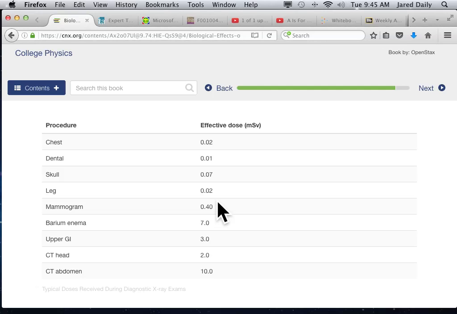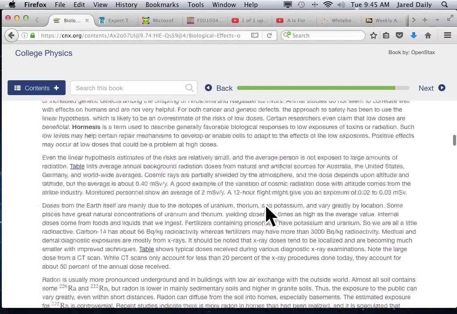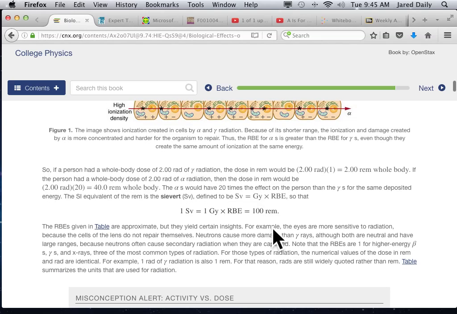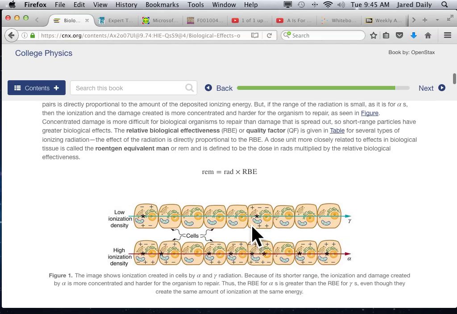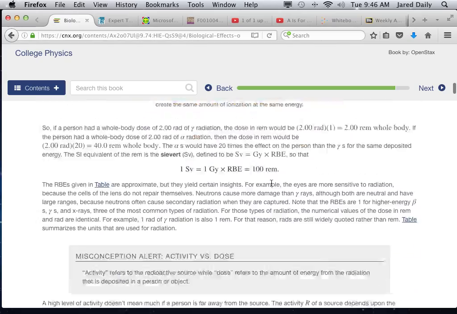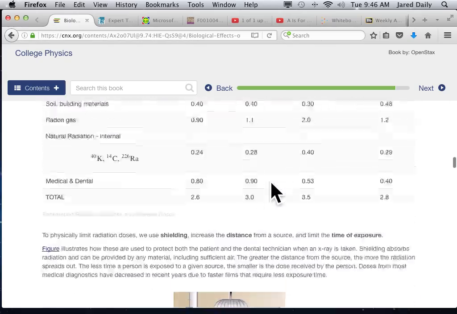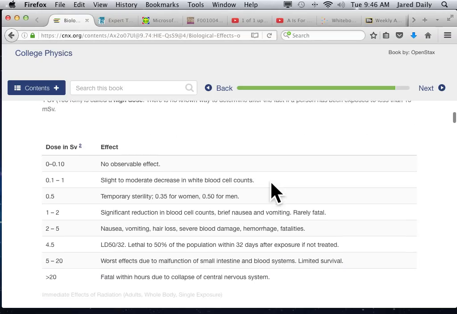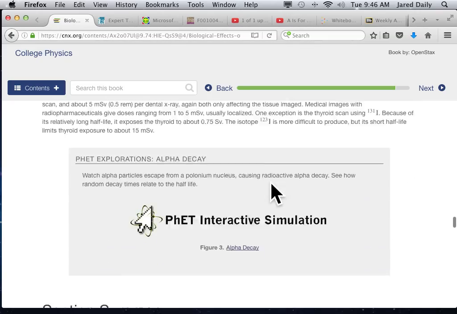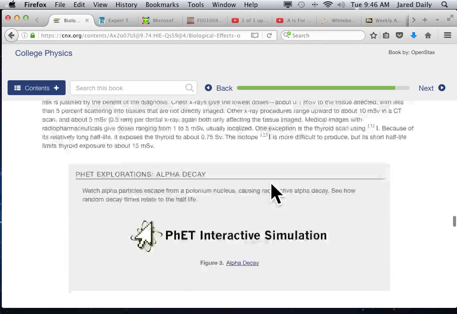So, go back up here, where is it? So right here we have our, I can't remember what it is, relative biological effectiveness. So that is a factor that is determined by not only the type of radiation, but what is it going through? Right? What kind of tissue is it affecting? So you have to take that into account as well.